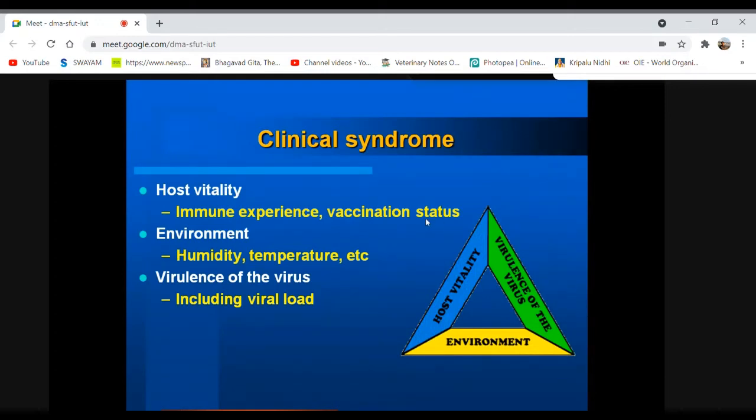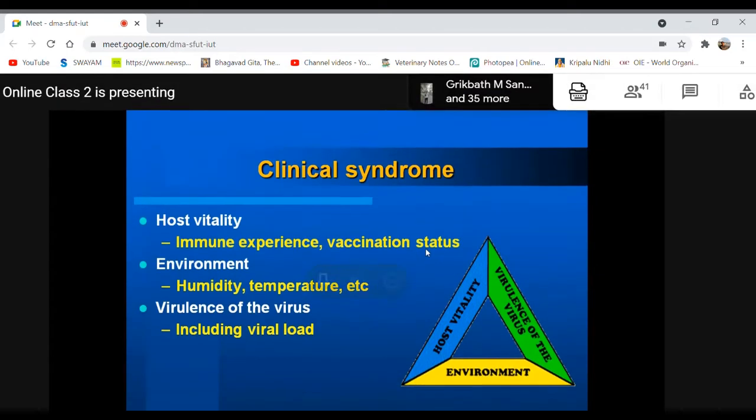Then there is another clinical point, regarding the host factors. The immune experience and vaccination status of the dog determine how severely it may be affected. The second is the environment, depending upon the humidity and temperature of the particular area. And third is the virulence of the virus, whether mild, moderate, or highly virulent. Depending upon these 3 factors, the signs, symptoms, and severity of the disease vary.